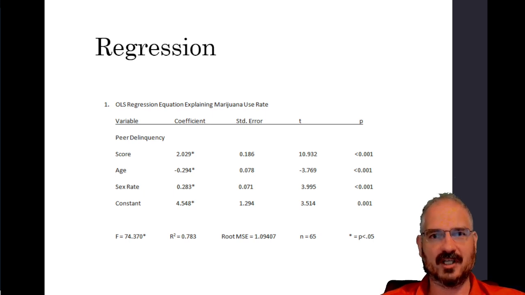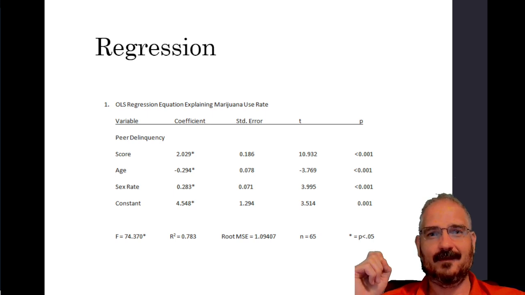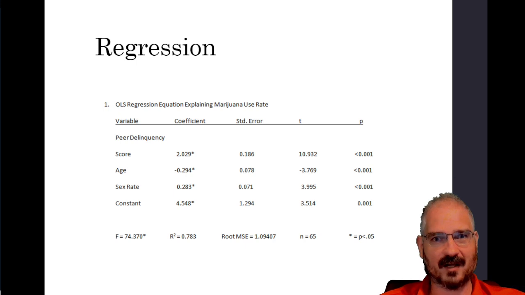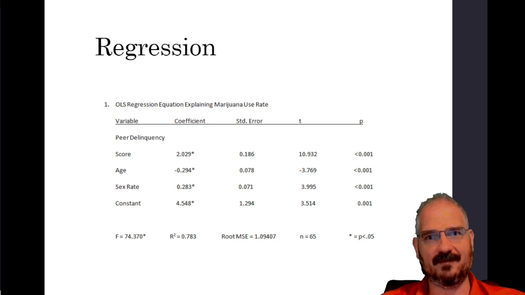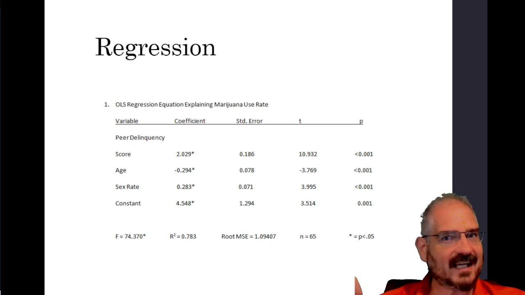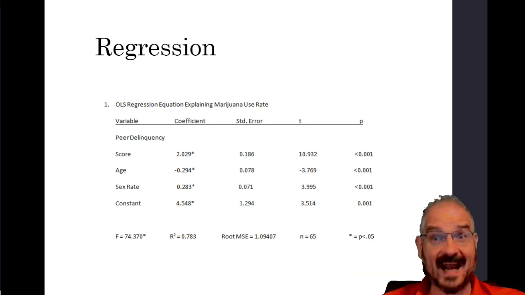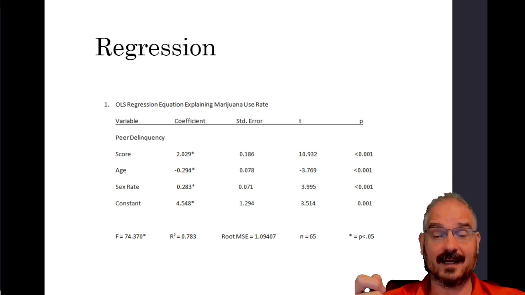So like an r squared of 0.02 is really low. It might be statistically significant, but it really doesn't explain much. There's obviously something else that is much more impactful on the dependent variable than whatever independent variables you're trying to score. So here an r squared of 0.78, meaning we're roughly 80% accurate. If we only know your peer delinquency score, your age, and your gender, we're like 80% accurate with how much marijuana you smoke. That is a really high r squared. That is a lot, right?